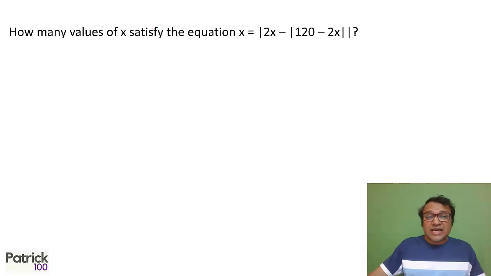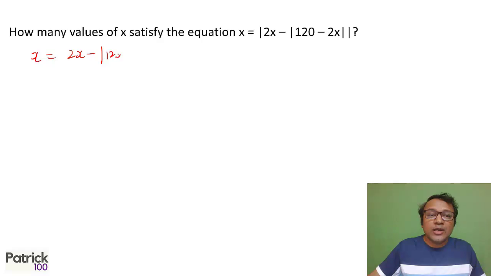How many values of x satisfy the equation? So you have to solve this equation. Now you remove the mod and try to solve. When you remove a mod, it can be either positive or negative. So x is equal to 2x minus 120 minus 2x, or it can be minus x is equal to, so it becomes negative 2x minus 120 minus 2x. So 2 cases. If you look at the first case, here directly it becomes x is equal to 120 minus 2x.